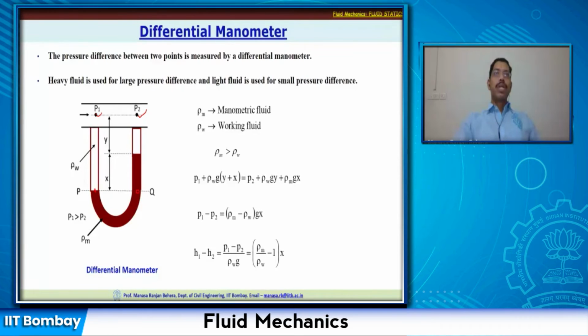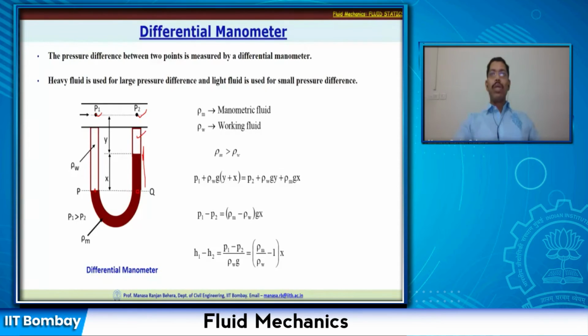Rho W is nothing but the density of water here. W is referring to the water, or, sorry, not necessarily water, it's the working fluid. So rho W multiplied by G Y up to this point, and then from here to this you have the manometric fluid, that is rho M multiplied by G into X. So now if you substitute this, you will be able to derive that P1 minus P2 is equal to rho M minus rho W multiplied by G X.